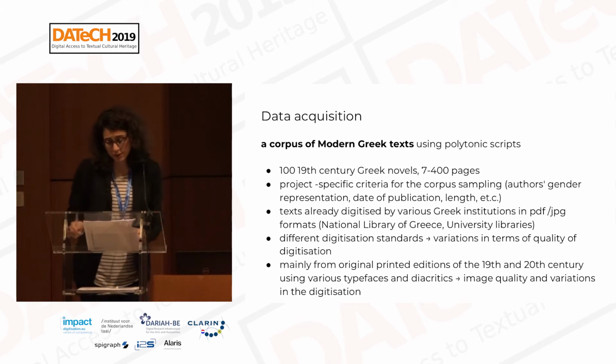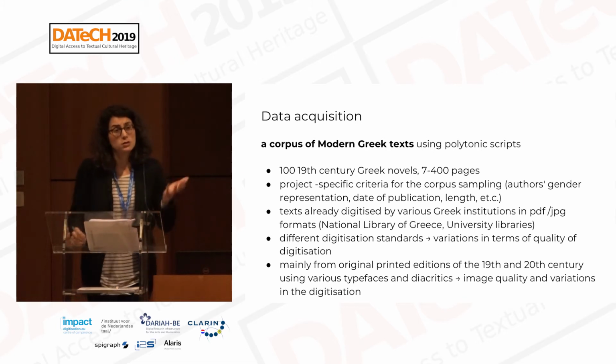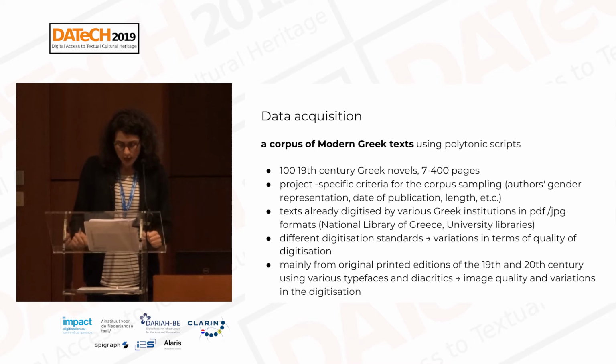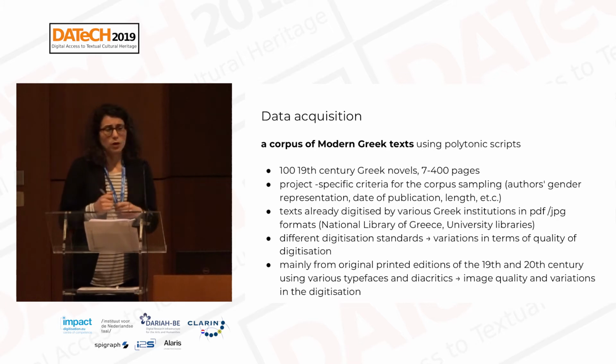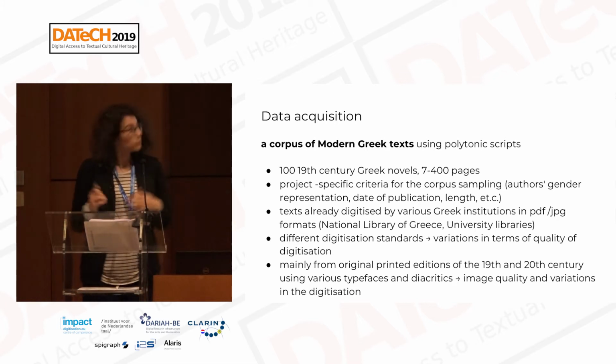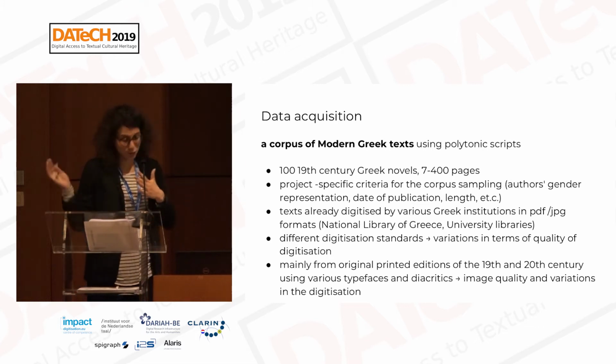So in terms of data acquisition, in order to train and to develop the OCR tool, we need to have a textual corpus to work with. So we created a testbed for training and developing the OCR tool, a corpus of modern Greek text using polytonic scripts from historical printed documents. Our testbed is composed of hundreds of 19th century Greek novels. The length may vary, from 7 pages to 400 pages.